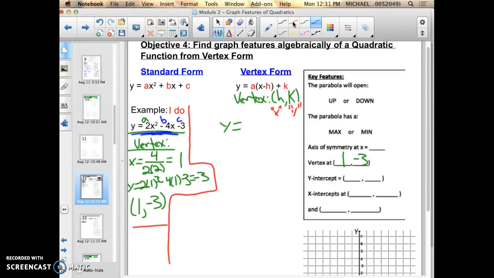So the vertex form of this standard form function is y equals a, and the a is the same, so 2 parentheses, x minus whatever my x value of the vertex is, so x minus 1, and then plus k. Sorry, this is supposed to be squared too. y equals a times x minus h squared plus k, but it could be plus or minus k, it doesn't matter. In this case, my y is negative, so it becomes minus 3, so my k is negative 3. So this is vertex form of the same function, all right?